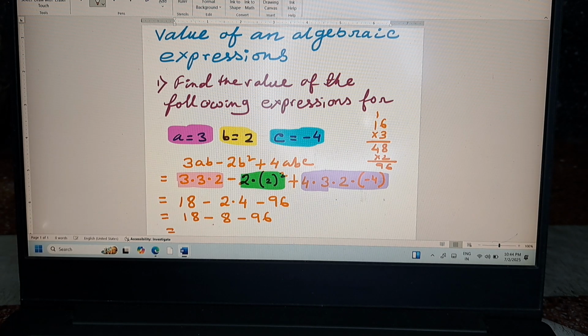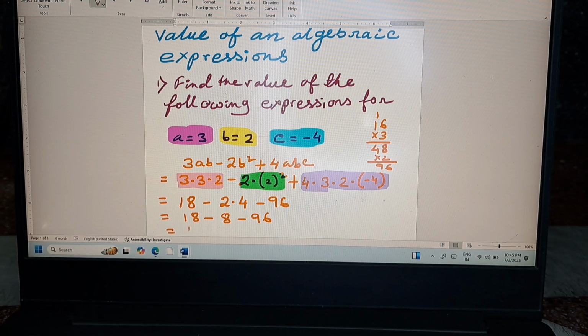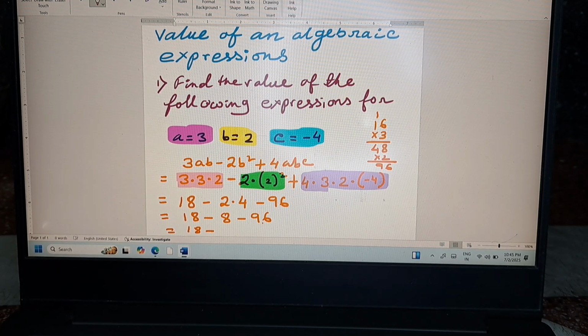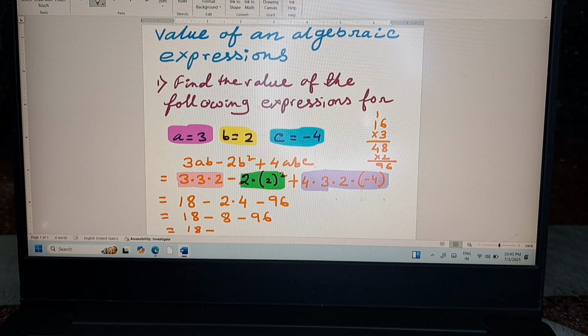So what is the final result? We can see over here there are two negative signs, one with minus 8 and another with minus 96. So these two numbers we need to add, and the sign remains the same, that is negative. So 18 minus, this 96 and 8 we need to add. So what will be the result? 96 plus 8, that is 104. So plus 18 minus 104.